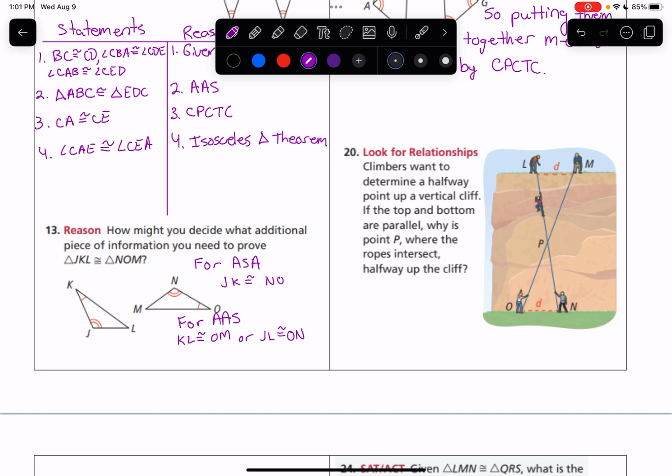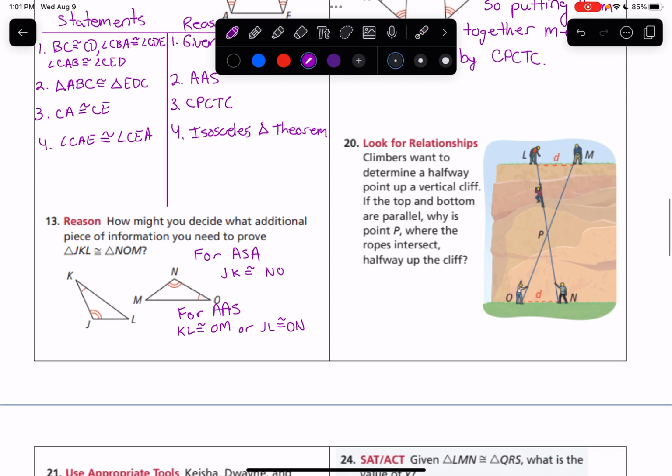Number 20, climbers want to determine a halfway point up a vertical cliff. If the top and bottom are parallel, is the point P where the ropes intersect halfway up the cliff? Well, first of all, there are a few different ways that we could do this. One way is that we could see that we have vertical angles, but I'm actually going to do it a different way because I think you might have done the vertical angles way. One thing to notice is that both of these are marked with a D, which means this length is the same. So I'm going to write that first. I'm going to say LM is congruent to NO. I know that for a fact.